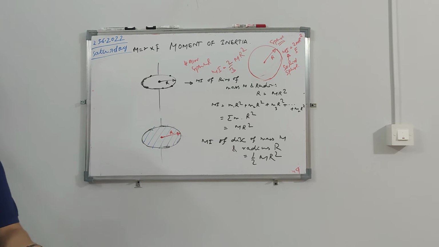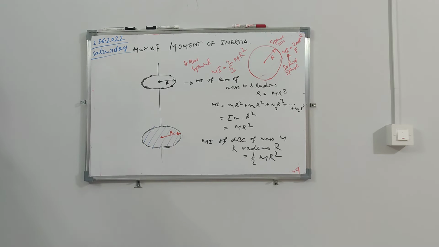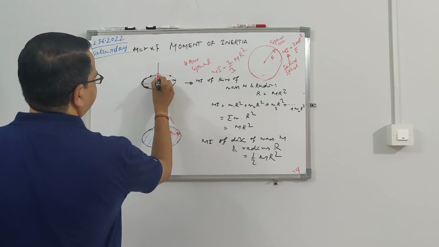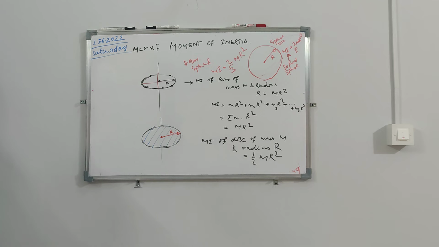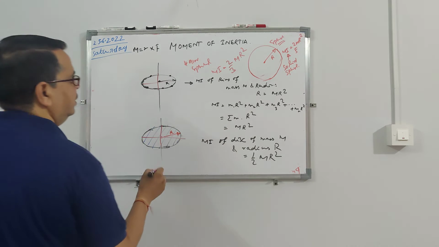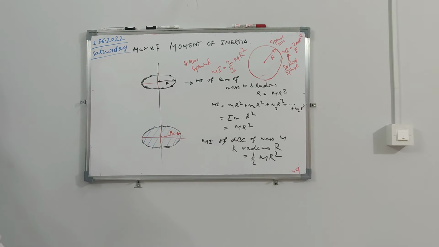Disc is mr square by 2. Ring is mr square. Like that you have to remember. And these moments of inertia, whatever you have got, are about the diameter, not about an axis perpendicular to them. Whatever I have drawn here, let us say this is a diameter. These things are about the diameter.